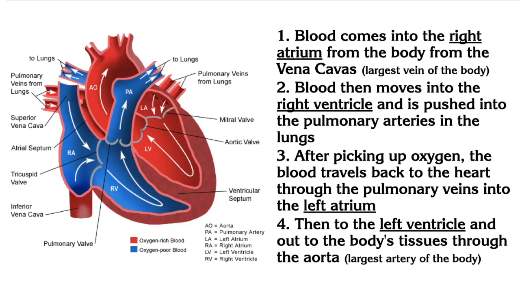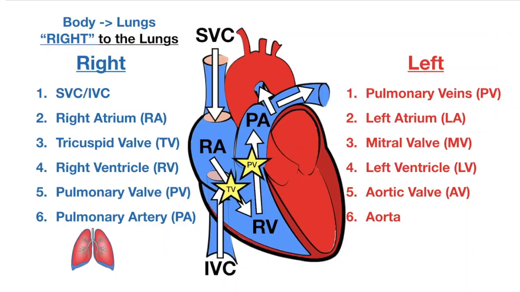And then after it picks up oxygen at the lungs, at the alveoli, by the capillaries, it's then going to take that oxygenated blood back to the heart through the use of the pulmonary veins. And that's going to enter the left atrium. Then it's going to go through the valve, the mitral valve, and into the left ventricle. And then it's going to leave through the large artery, which is called the aorta. And here's a breakdown as well, showing you the valves that we'll have to learn later.